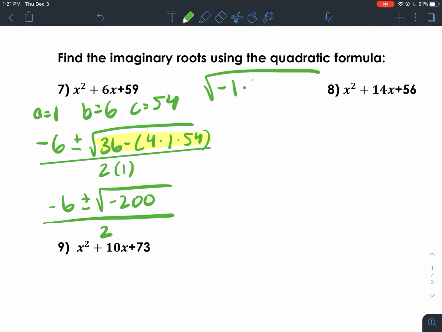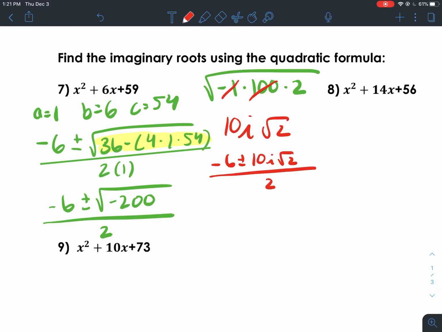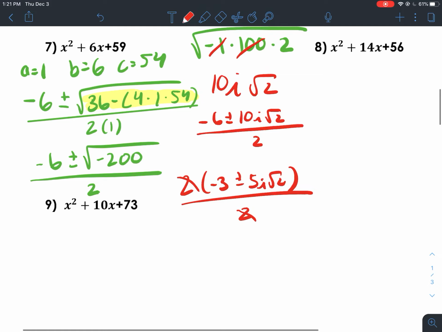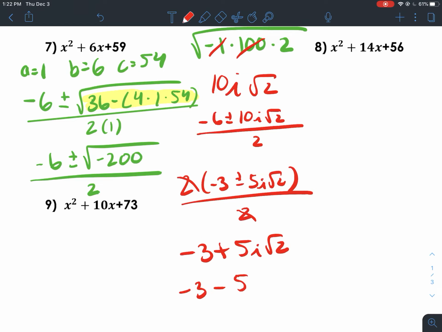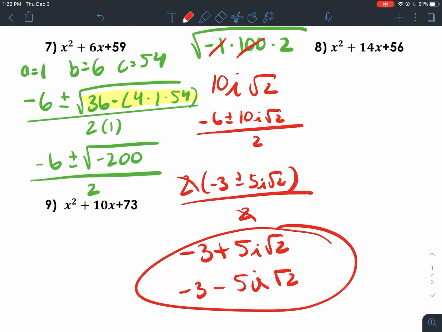We're going to break it down into -1 times 100 times 2, which is going to give us i times 10 root 2. So we end up with -6 plus or minus 10i root 2 all over 2. And then now we just need to simplify. We're going to pull a 2 out in front. We get -3 plus or minus 5i root 2 all over 2. Cancel those guys out. You get -3 plus 5i root 2 and -3 minus 5i root 2. Notice how these answers have i's in there, so they are imaginary.